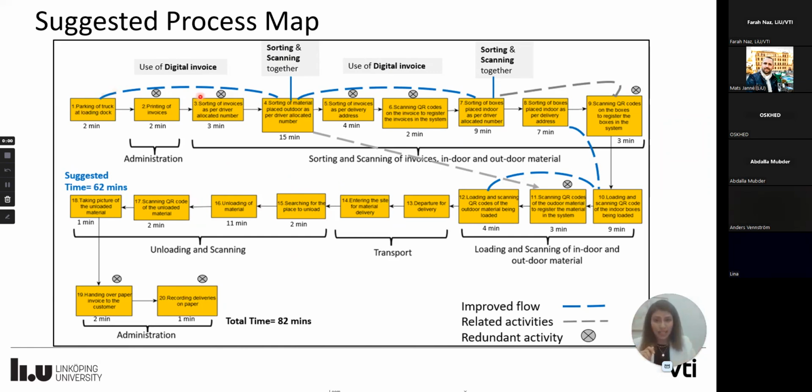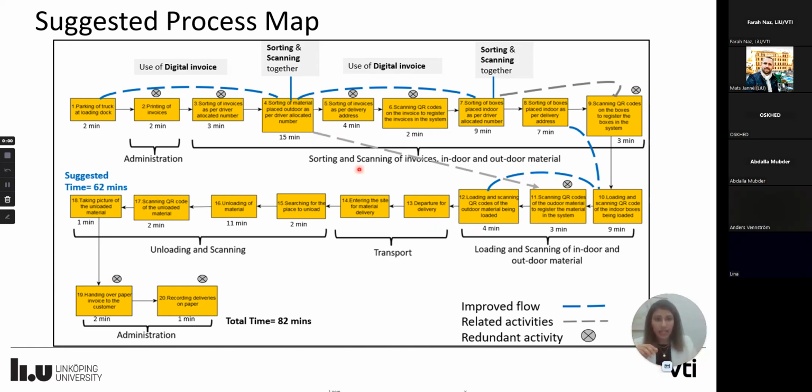The blue dotted lines show the improved flow. For example, if, rather than using the paper invoice, they use the digital invoice, then the driver can go directly from activity number 1 to activity number 4, and the two activities, printing of invoices and sorting of invoices as per driver allocated number, will be reduced. So we can skip those activities. Likewise, the sorting of invoices as per delivery address, which is activity number 5, and scanning the QR codes on the invoices to register them again in the system, will also be reduced. In this way, we will save a lot of time.